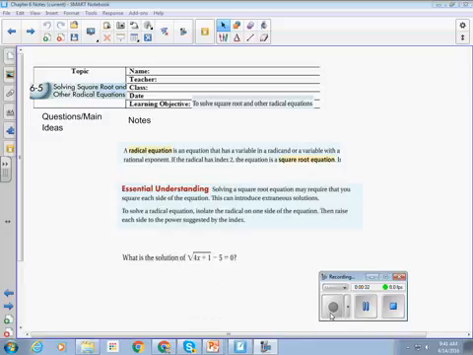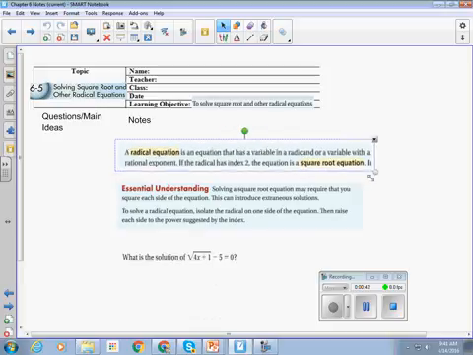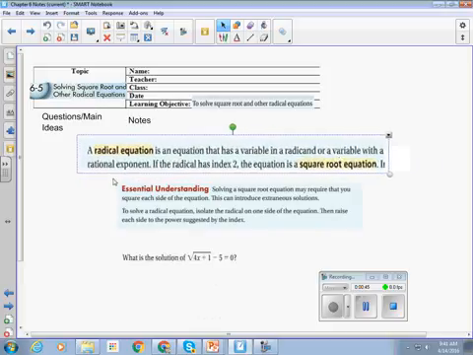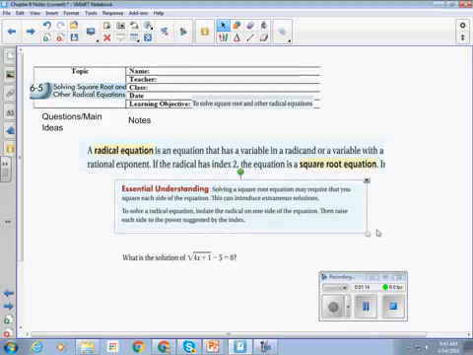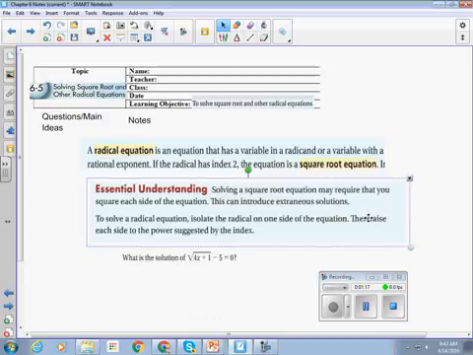So if the radical has an index of 2, the equation is a square root equation. So we definitely need to write this part down in this box. Our essential understanding is when we solve a square root equation, we may have to take the square of both sides, and when we do that, we may get a solution that doesn't work with the original problem. That's called an extraneous solution. We encountered those when we did absolute value equations. So similar type where we have to test our solution.